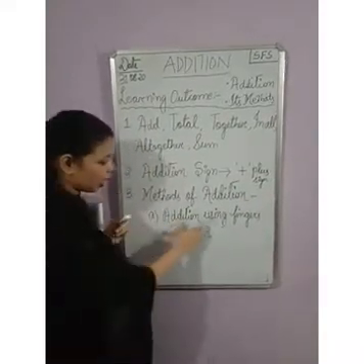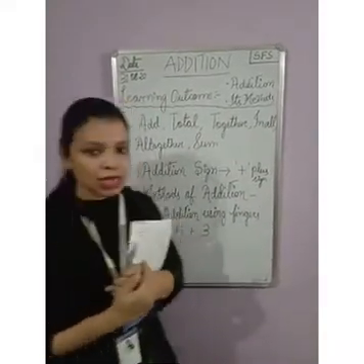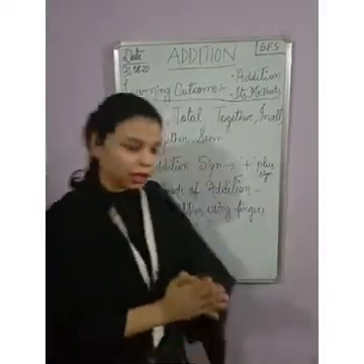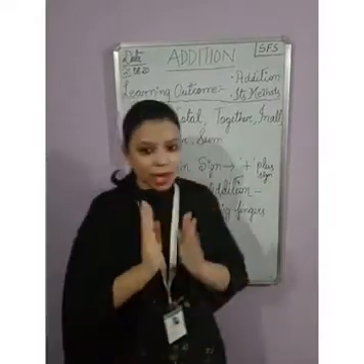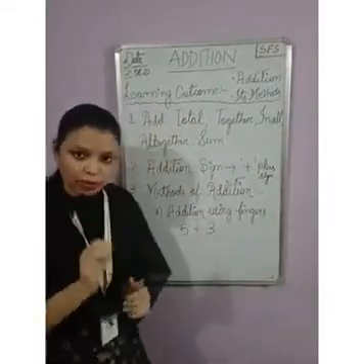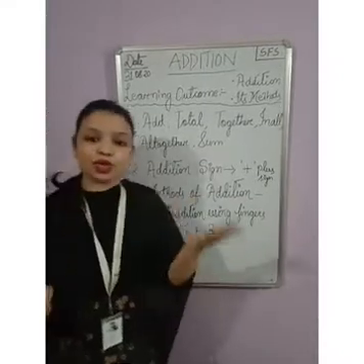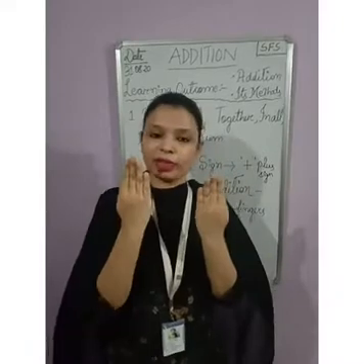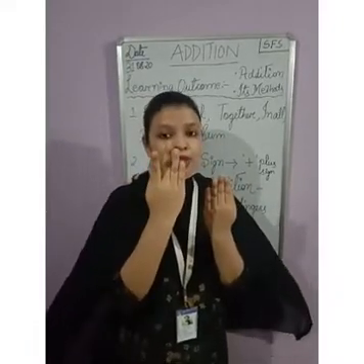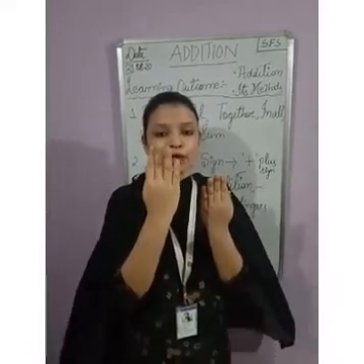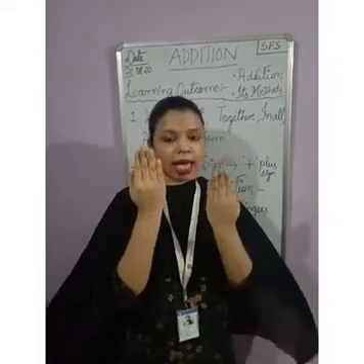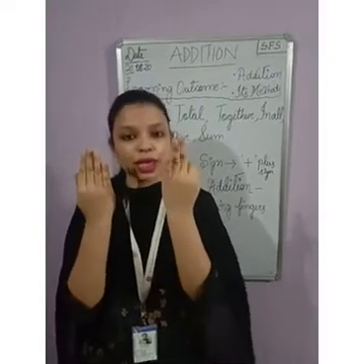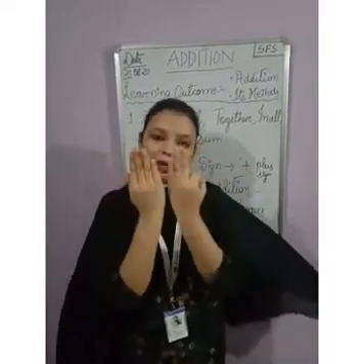Now I have to add using our fingers. For that you require both the hands. In the right hand you take the number 5, and in the left hand you take 3. Now you have 10 fingers combined. First I need 5 fingers, so 1, 2, 3, 4, 5. In the other hand I want 3, so 1, 2, 3. Now I combine both the hands.